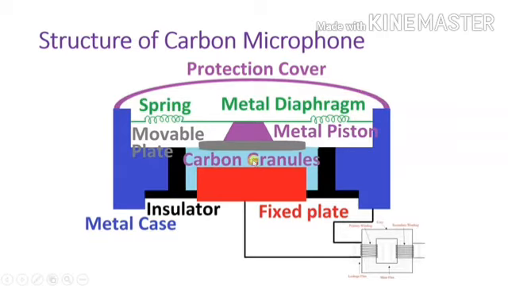So when these carbon granules get pressed, there will be some resistance, and when you provide rarefaction, at that time there will be lower pressure, so its resistance will change, and that change in resistance will generate electrical signal as we provide DC supply along with it. So this is the basic structure. Here we use carbon granules which change resistance based on sound signal which we applied from here, and this is the basic thing with carbon microphone.